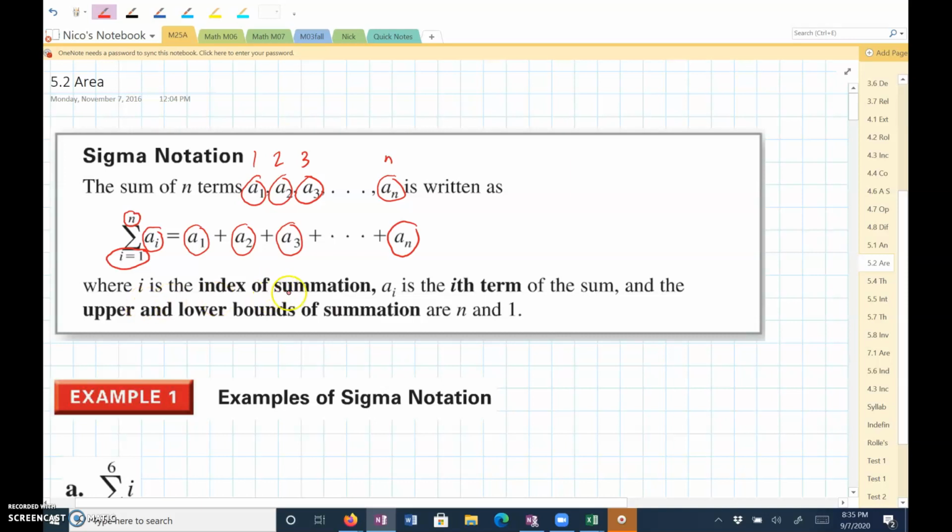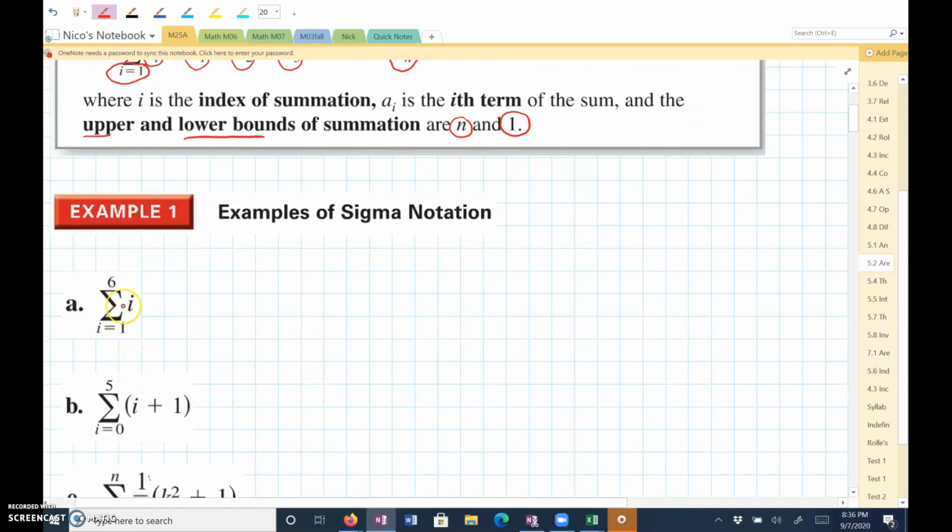i is the index of the summation, a sub i is the nth term of the sum, and the upper and lower bounds of summation are known as n and 1. So the upper bound would be n, the lower bound would be 1. Okay, so let's practice some of these so you can see how they work.